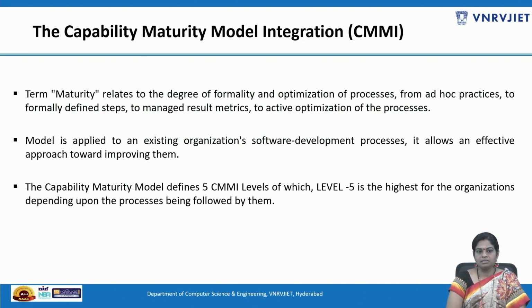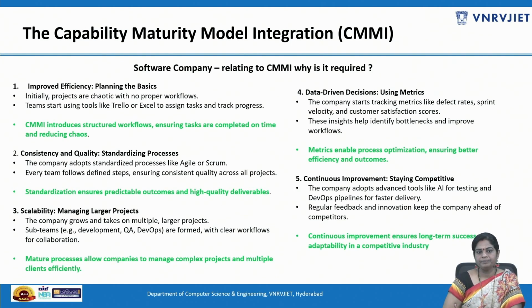If I have to explain why it is called maturity and model: the term maturity relates to the degree of formality and optimization of processes, from ad hoc practices to formally defined steps, to managing result metrics, to active optimization of the process. And the model is applied to an existing organization's software development process, to see how effective the approach is toward improving it. So the CMMI model has 5 levels, and level 5 is the highest, awarded to the organization depending upon the processes and practices followed by them. As I said earlier, how they are following it will be evaluated, and those levels will be awarded to them.